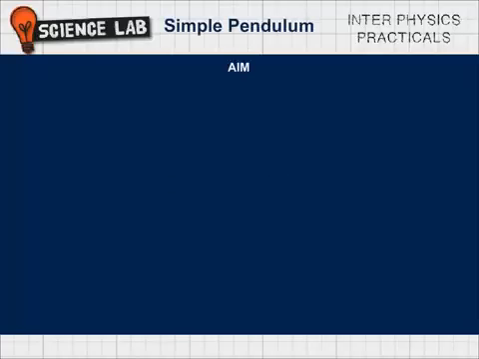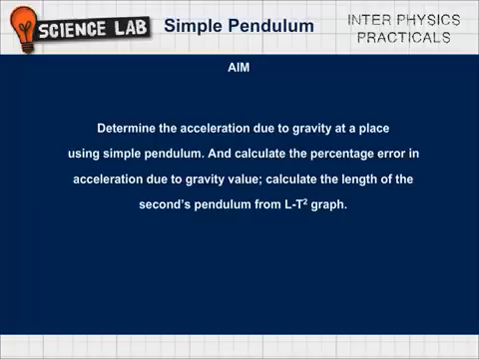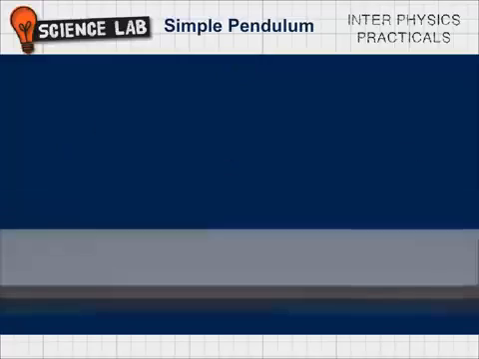Simple pendulum. Aim: Determine the acceleration due to gravity at a place using a simple pendulum and calculate the percentage error in the acceleration due to gravity value. Calculate the length of the seconds pendulum from the L minus T square graph.